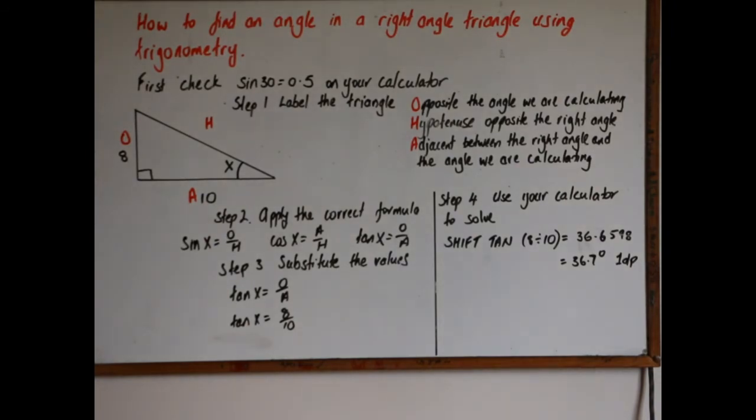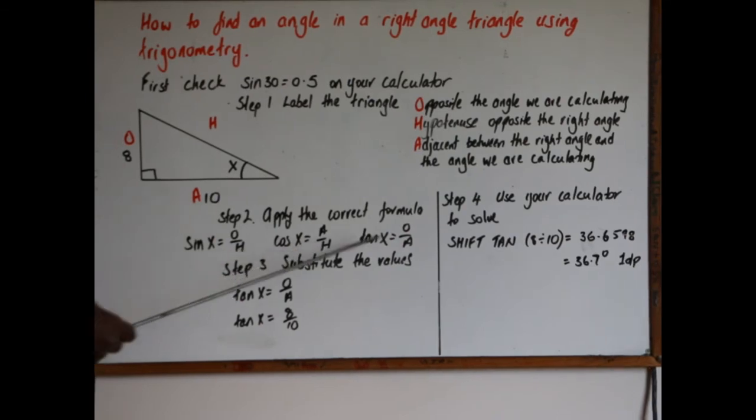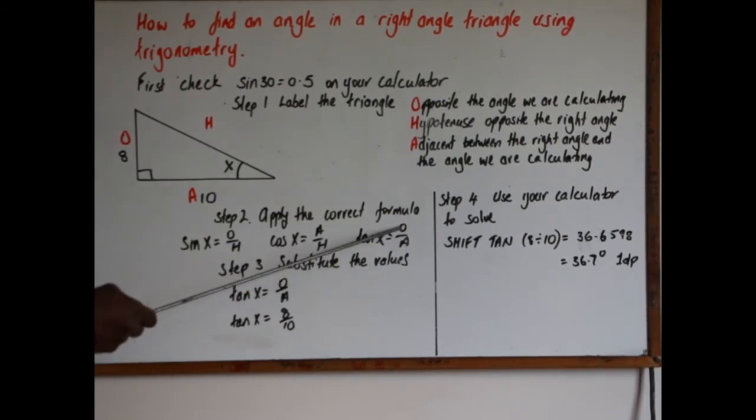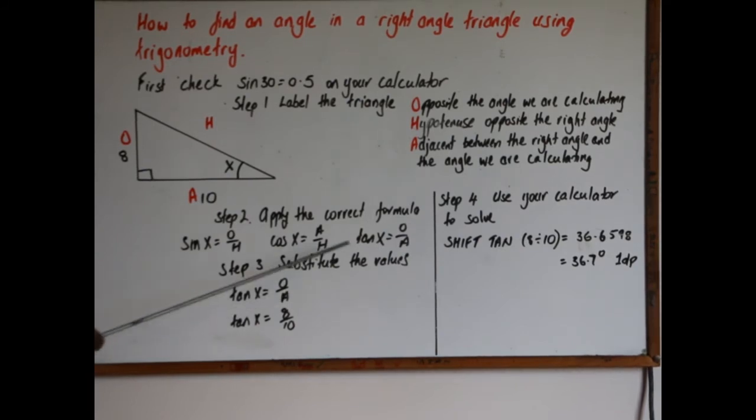Our second step is to apply the correct formula, and there's 3 formulas. We ask ourselves the question, which 2 sides have got numbers associated with them? It's the O side because it's got an 8, and the A side because there's a 10. There's no number on the H side. So it's O and A with the numbers. The only formula with both O and A in it is this one here. So we use tan X as O over A.